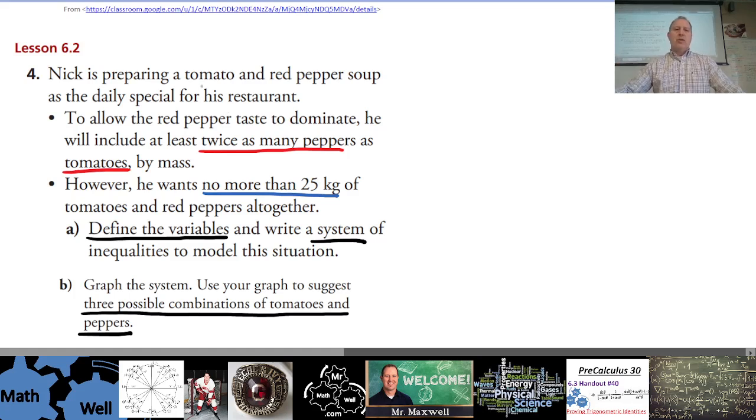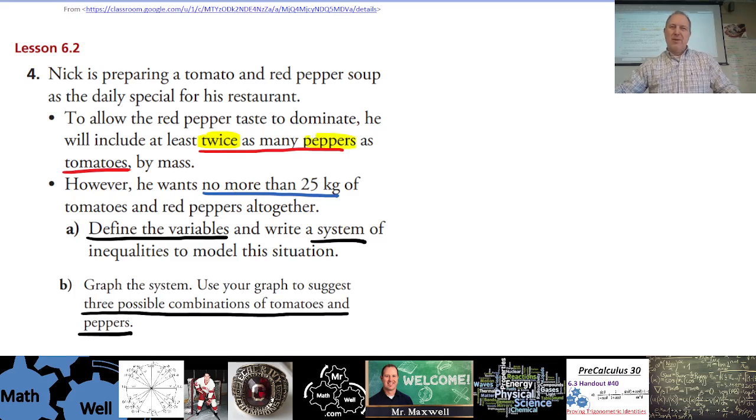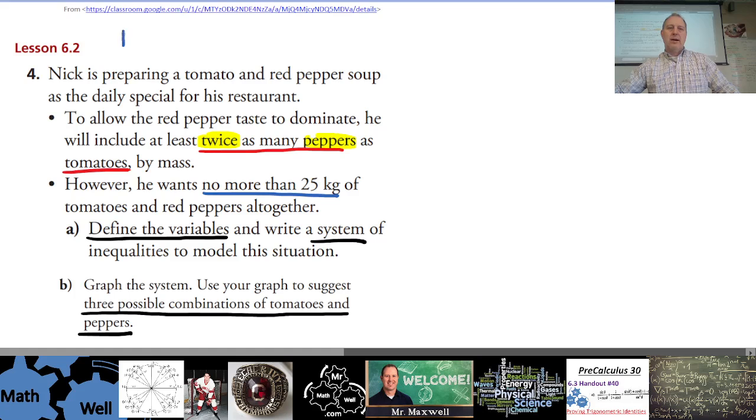Okay. So to allow the red pepper taste to dominate, we have to have at least twice as many peppers as tomatoes. Now remember we talked yesterday about this, that this is a tricky one, at least twice as many. So not always should you just go, oh, twice as many peppers, that's 2p, okay? Remember, you got to be careful there, right? So first of all, let's do p is peppers. That makes sense. So we're defining the variables here. And T is tomatoes, okay? Tomatoes. So those are our variables.